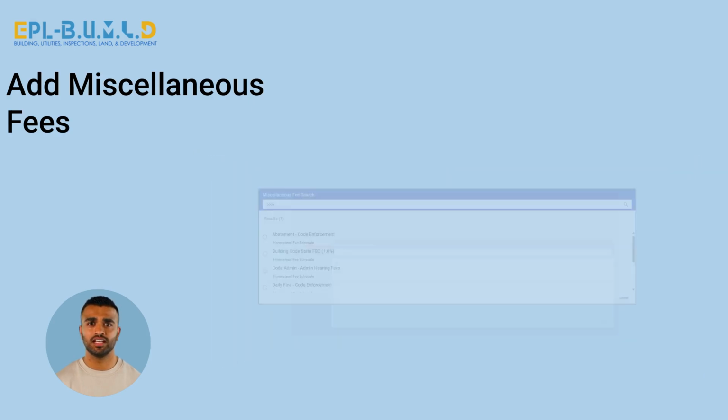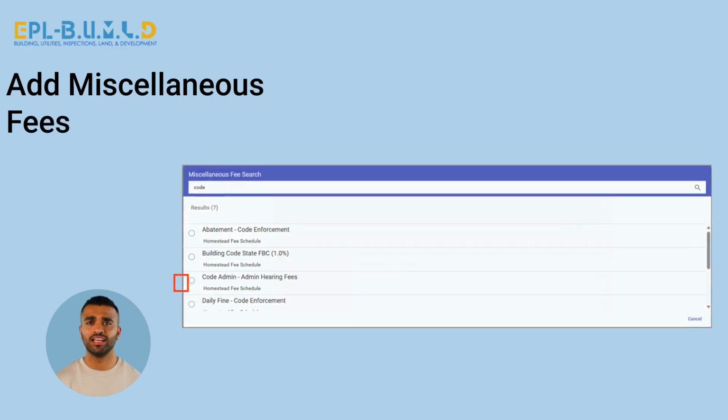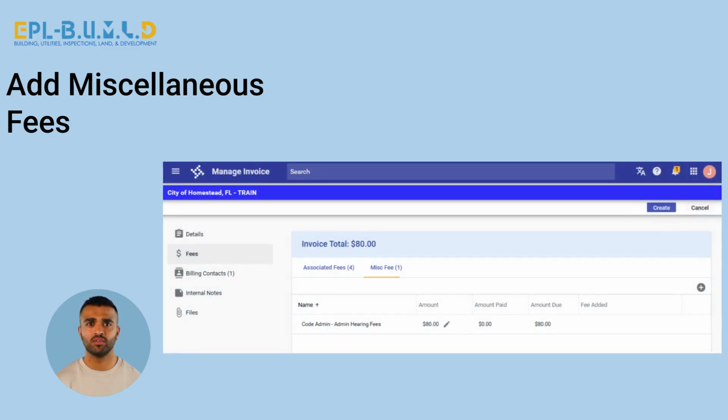From the search results, click the option button next to the fee name that you wish to add. The selected miscellaneous fee is attached to the invoice as shown in the screenshot. If you need to add more fees, click the highlighted plus sign icon. Otherwise, click the Create button on the top right-hand corner.